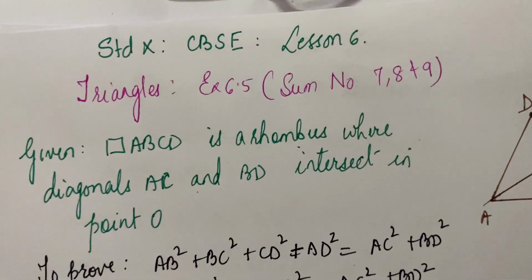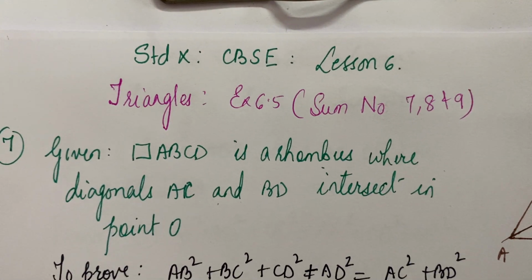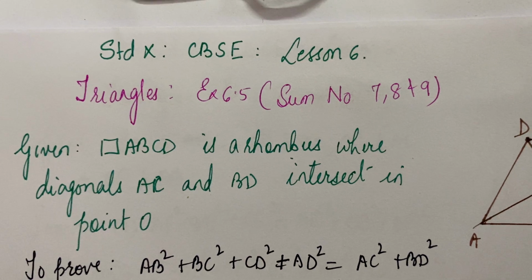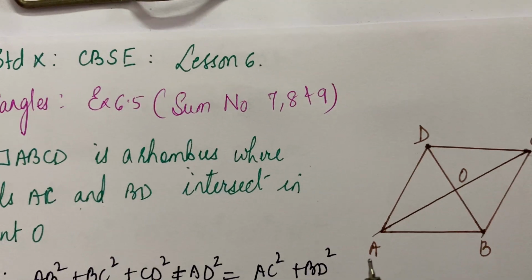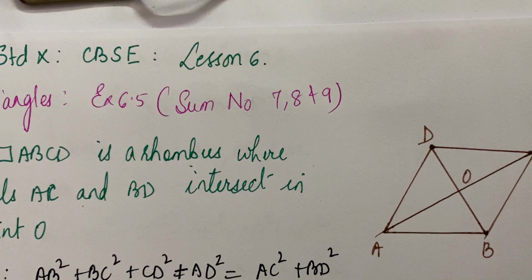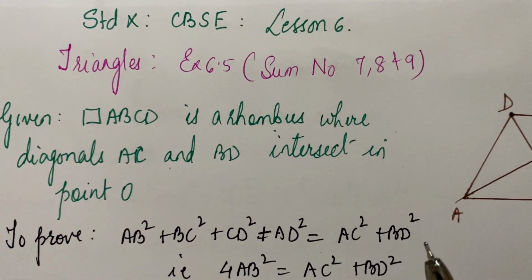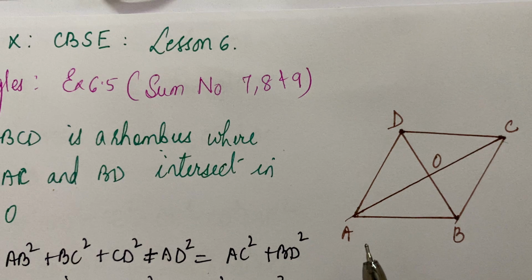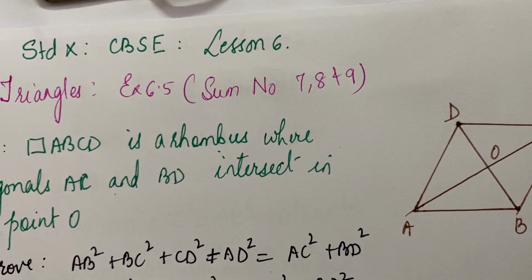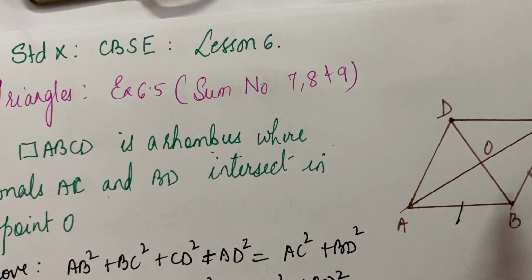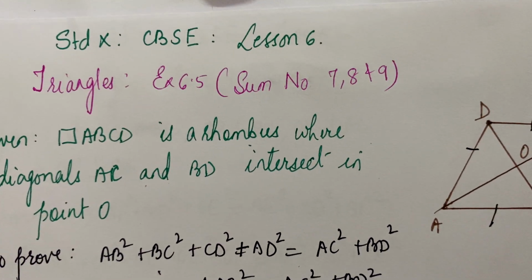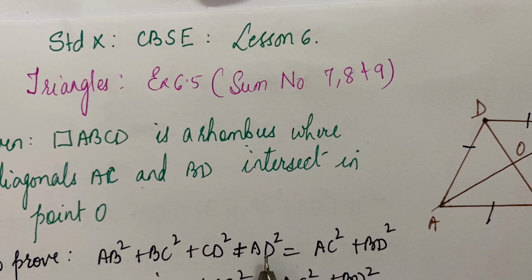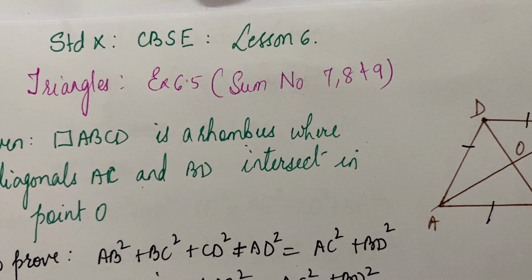Now we take question number 7 from exercise 6.5. You are given a rhombus. Quadrilateral ABCD is a rhombus where the diagonals AC and BD are intersecting each other in point O. You have to prove that the sum of the squares of the sides of the rhombus is equal to the sum of the squares of the diagonals.